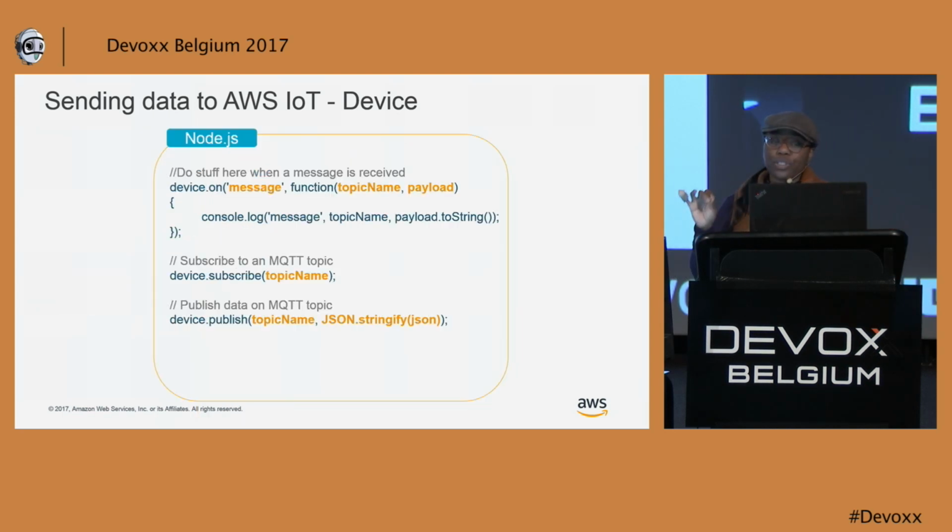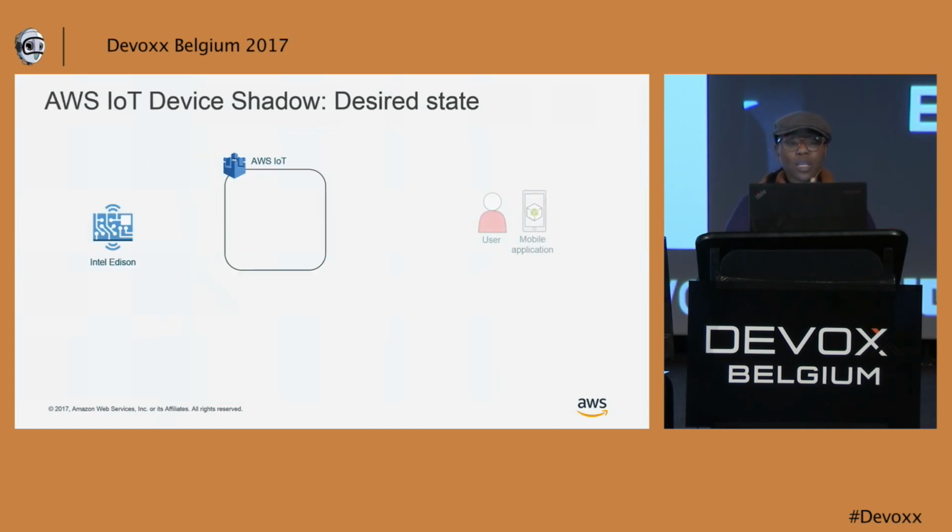Now, what if I want to send data? So I got connected, that's great, I'm on. This is where I want to do stuff. So I can do one or two things here. Here, I'm actually using the MQTT library. So the device on message, when a message comes in, grab that payload. I can then take that message and send it out, because you haven't subscribed, and publish it to an MQTT topic at AWS IoT.